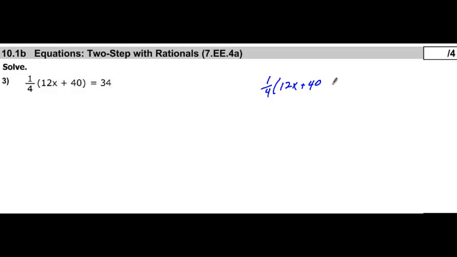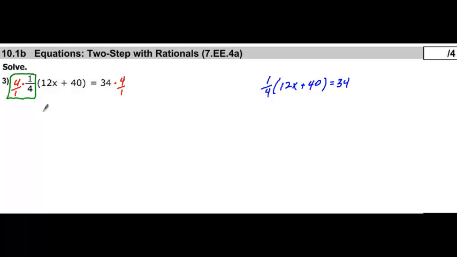And the great thing about math, it doesn't matter which way you do it, as long as you do it correctly, you'll get the same answer. So here's our first way. Our first way is we're going to multiply by the reciprocal of that fraction. Anytime you multiply something times a reciprocal, it becomes one whole.